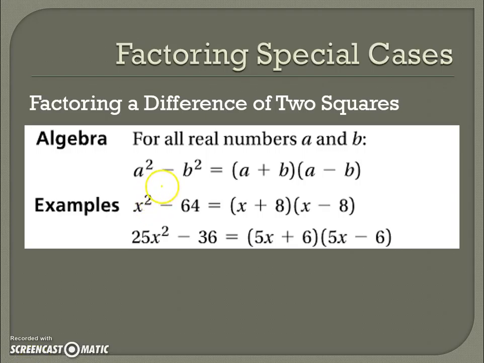All right, so factoring special cases. This is sometimes called the difference of two squares. It says for all real numbers a and b, if it is a perfect square minus another perfect square, then that is going to be a sum difference, which we talked about earlier in this chapter as well. So a sum difference of the square root of a and the square root of b. For instance, x squared minus 64 is going to be x plus 8, x minus 8. 25x squared is 5x. 36 is 6, so it's 5x plus 6, 5x minus 6. The sum difference. All right, so that is the difference of two squares. Again, this is a shortcut thing helping us recognize how to get there.